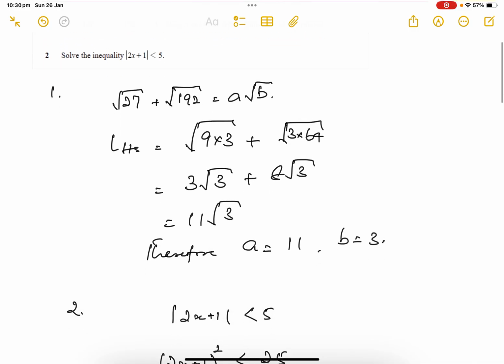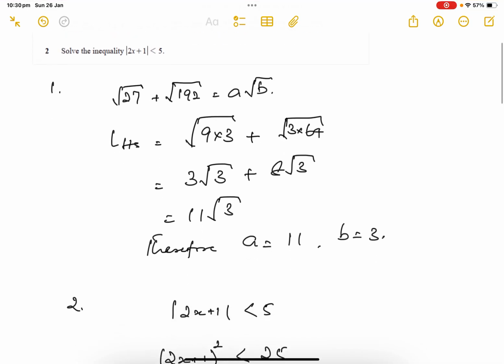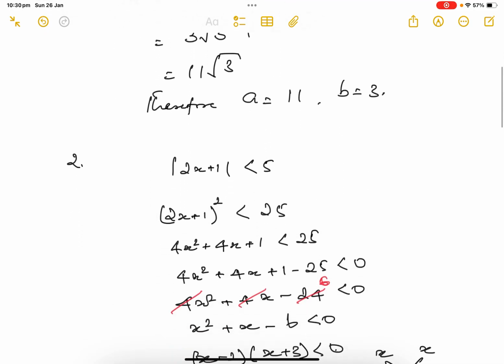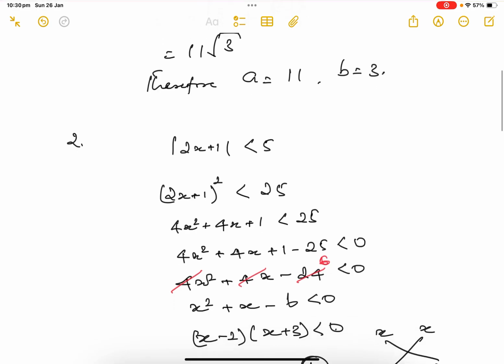So this is in the form of a root b. And again, prime numbers: 11 is a prime number, 3 is a prime number. So a equals 11, a prime number, b equals 3, also a prime number. So that's as simple as that, done.